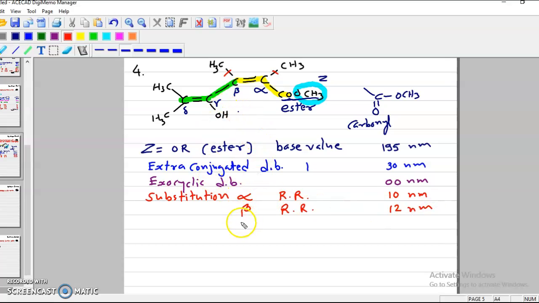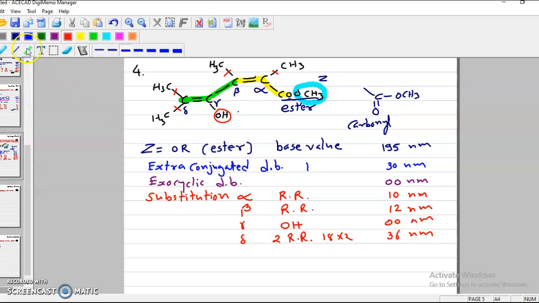Next, gamma carbon. So gamma carbon is having substitution of OH group. So when OH group is present at gamma carbon, the value is given 0. That is given, so we don't have to remember all these values. But when OH group is present at gamma carbon, we do not write anything. Now next is delta carbon. This is delta carbon, and there are 2 ring residues, 1 and 2 with this. So 2 ring residues at delta carbon, and for each one we will put 18. So there are 2, so 36 nanometer for this one.